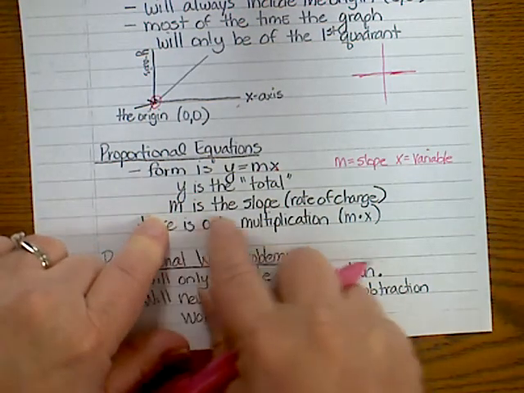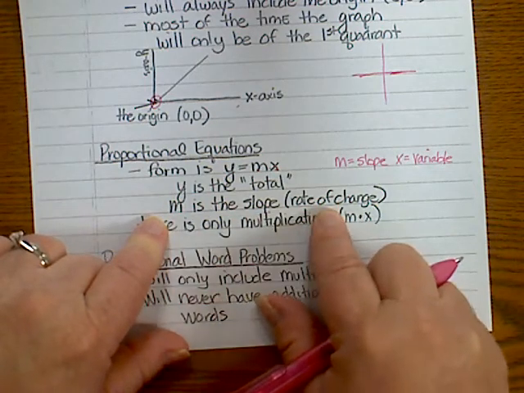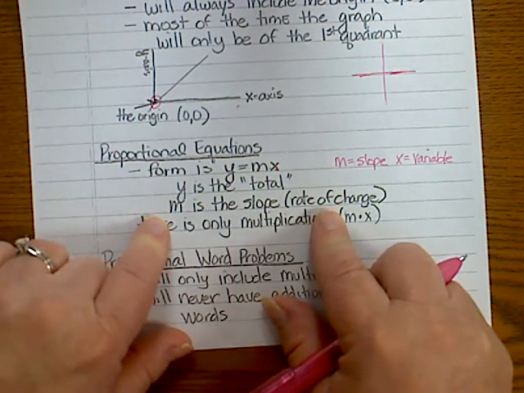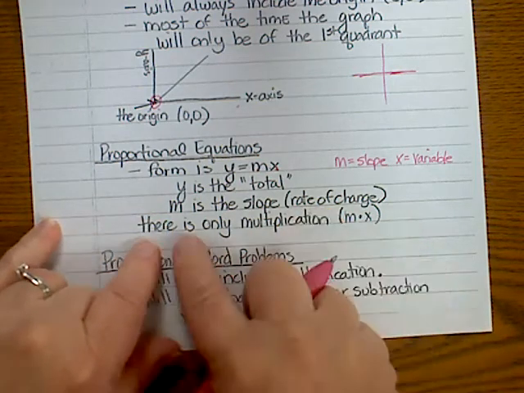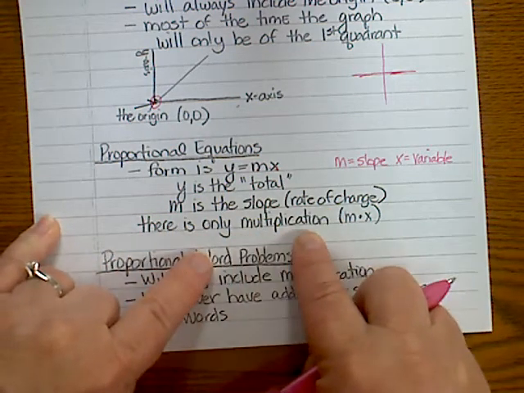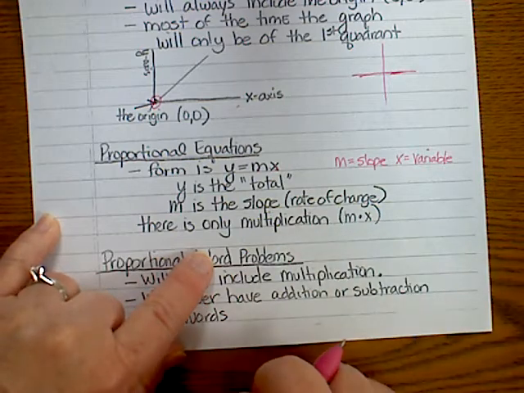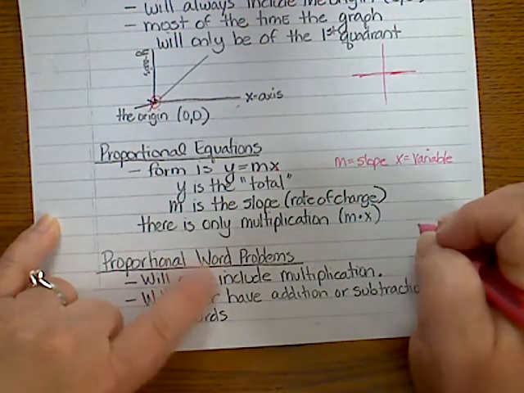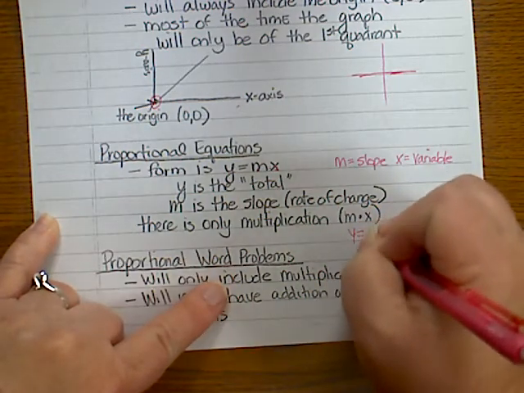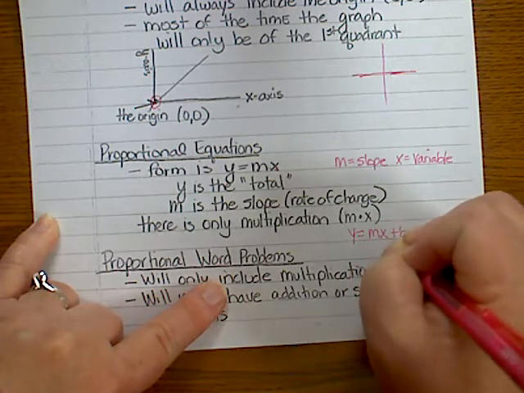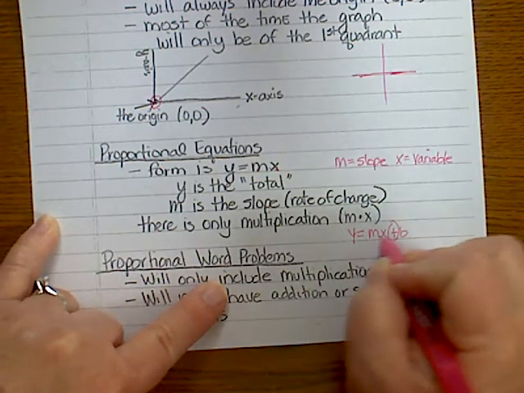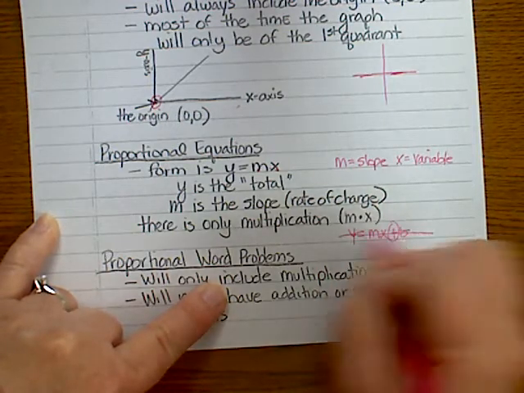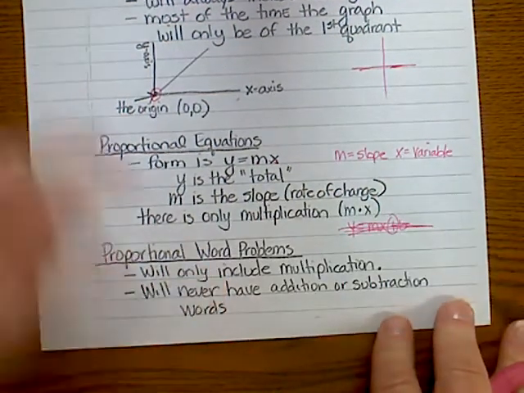Okay? M is the slope, rate of change. Unit rate, we've talked about those things many times yesterday, okay? There is only multiplication. Again, only multiplication. If you have something where it says y equals mx plus or minus b, that is not proportional, okay? So that would not be a proportional relationship.